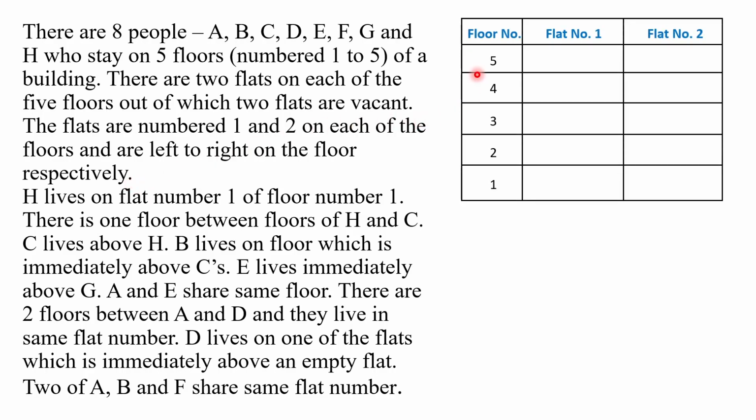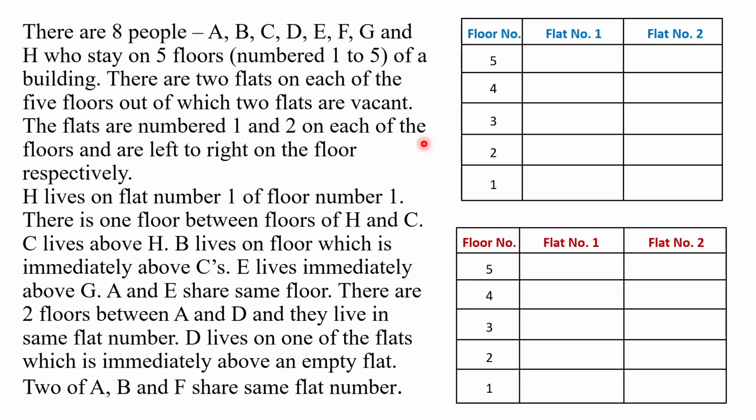You can see that there are 5 floors and each floor is having 2 flats. Flat number 1 is on the left side and flat number 2 is on the right side. So in total there are 10 flats, and out of 10 flats 2 flats are vacant, or you can say empty. Okay? So in puzzle, students, as I've told you that we have to consider at least two cases. So let me draw the second case. Now let's see what is given next.